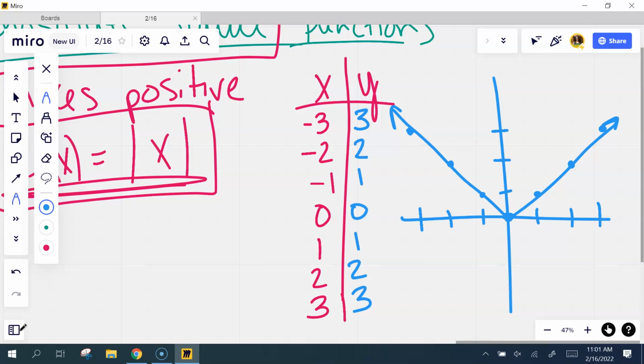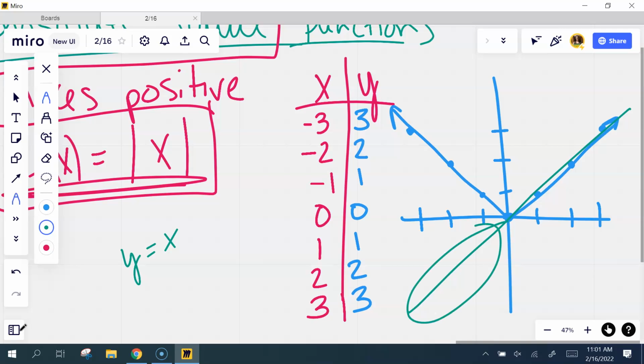Essentially, the reason this is included with piecewise is it's really two pieces of the same line. If you think about the line y equals x, it looks like this. The absolute value just takes this negative part and flips it up here. That's why it looks like a V. Everything that was negative becomes positive, and that's why it looks that way. So it does look like a V.